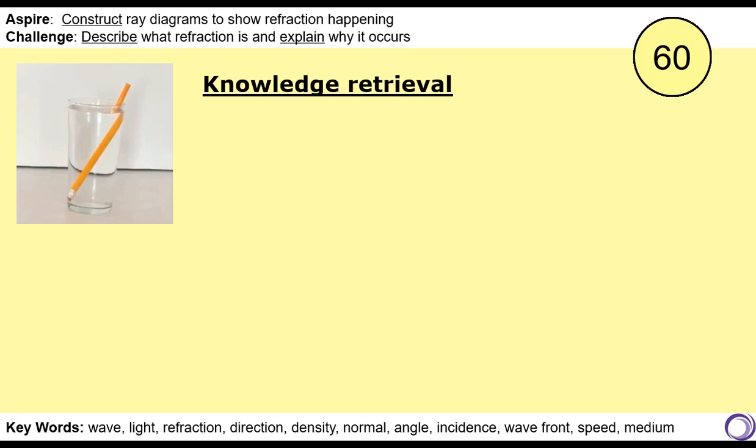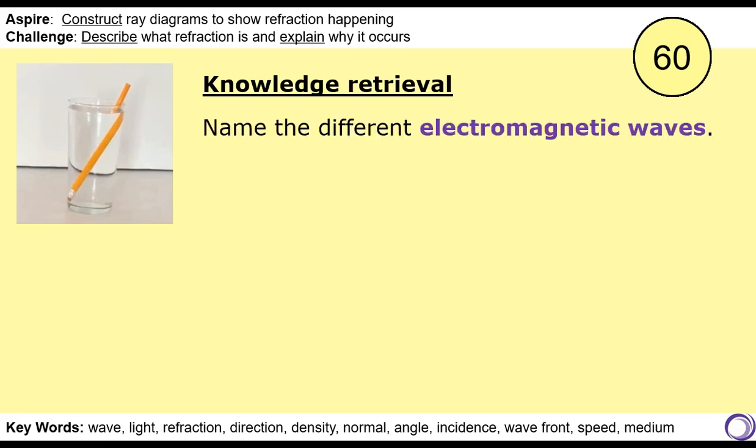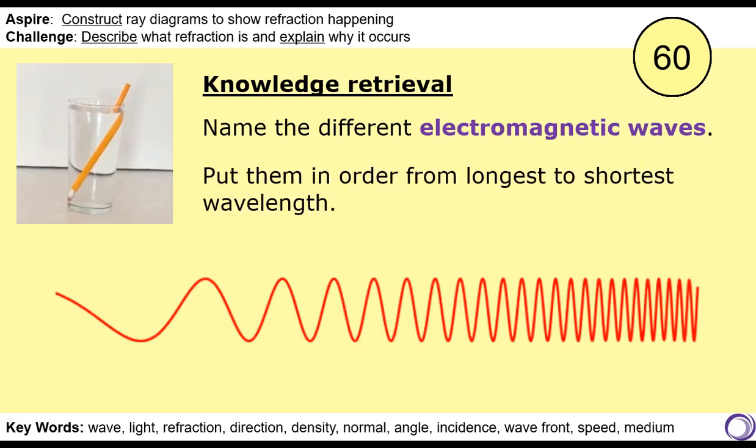So I'd like us to do a quick knowledge retrieval task. You've done the lesson on the EM spectrum, so the electromagnetic waves. And what I'd like you to do now is try and remember what the names are of the different electromagnetic waves. There are 7 of them that you need to recall from the previous lesson. I'm going to give you 60 seconds to do this. Get your pen and paper and write them all down. If you can, try and put them in order from the longest wavelength to the shortest wavelength.